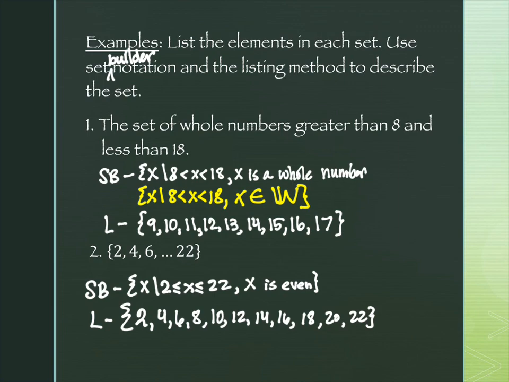Right? There's no notation to make the even part. I don't have a set that has a specific name, like whole numbers or natural numbers, for evens. So I can't fix that one and make it any shorter. It just is what it is.